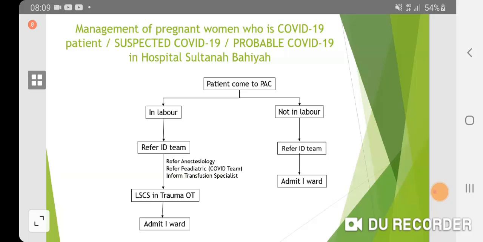If the patient is a gynae case that needs to do the urgent operation, the flow is also the same, which should be done in trauma OT. But there is no need to refer to pediatric teams. Meanwhile, before sending the patient to trauma OT, we should manage the patient in Cempaka room.